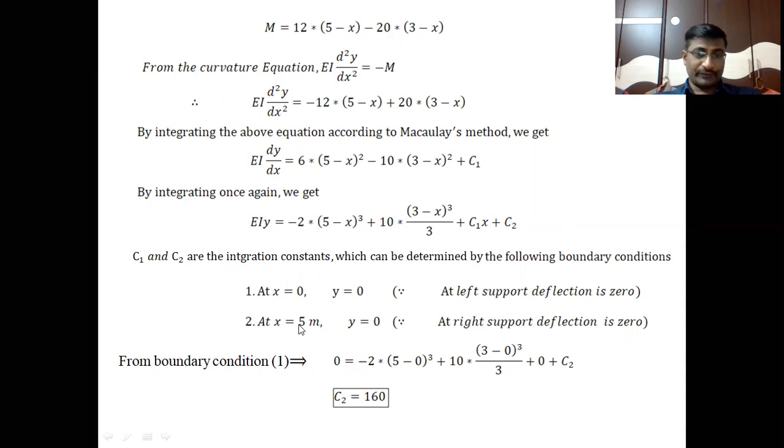So if you substitute the value 5 in place of x, 3 minus 5 is minus 2, that is a negative value. If the bracket term is negative, the whole term can be neglected, and this term is 0.